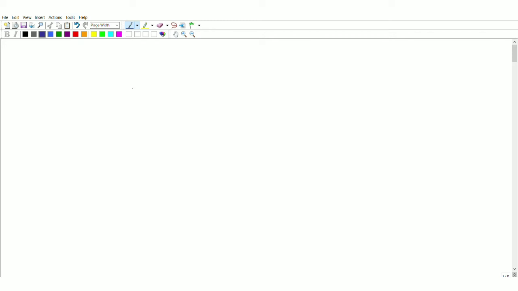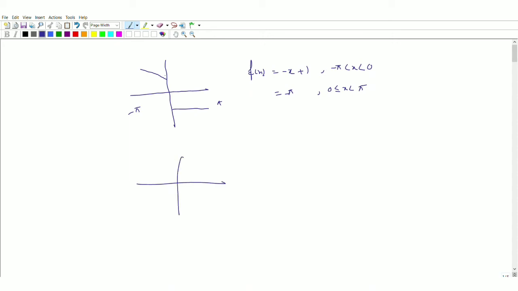Another example: if you plot this function, defined like this, f(x) equal to minus x plus 1 for minus pi to 0, and then minus pi for 0 to pi. So this is f(x). Definitely this is a piecewise continuous function, with one jump discontinuity. If you plot the derivative plot of this function, f dash x, you will get a negative slope, minus 1, and for this portion it will go along the x-axis. Here, in the derivative plot also, there is one jump discontinuity, so we call this function a piecewise smooth function.